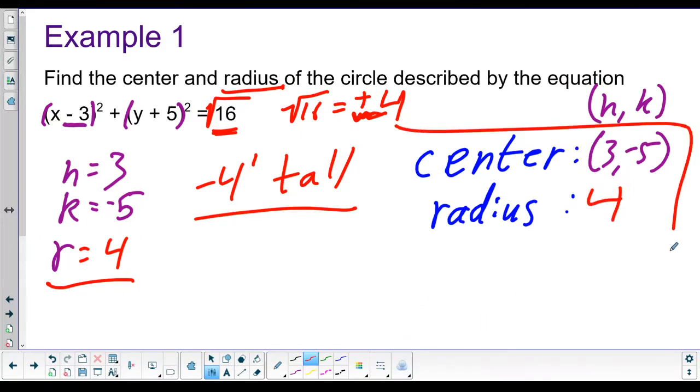And there you go. That's your homework basically, is given this thing, where's the center and what's the radius? And that's all you have to find.